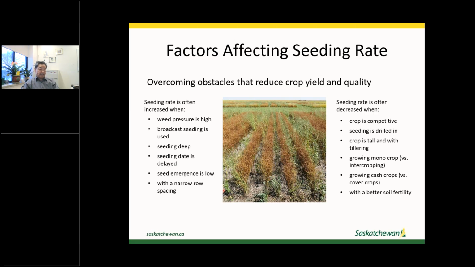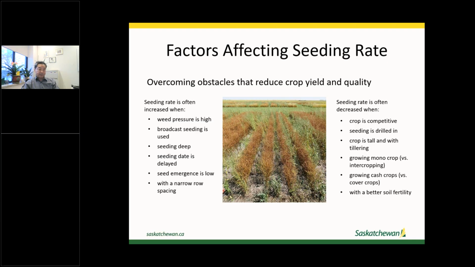Factors that are affecting seeding rate. In fact, seeding rate in organic cropping systems is way more complicated than in conventional cropping systems. Seeding rate has been used as an organic management tool to deal with a lot of things, such as weed pressure and soil fertility issues.